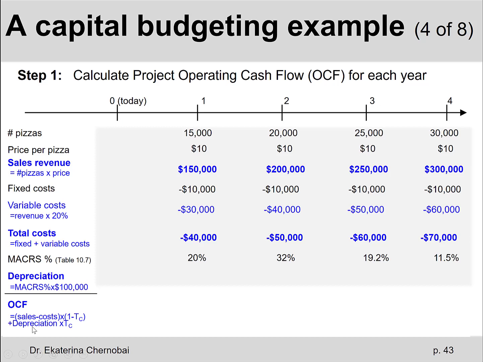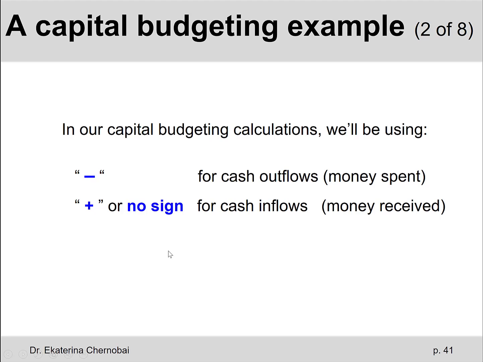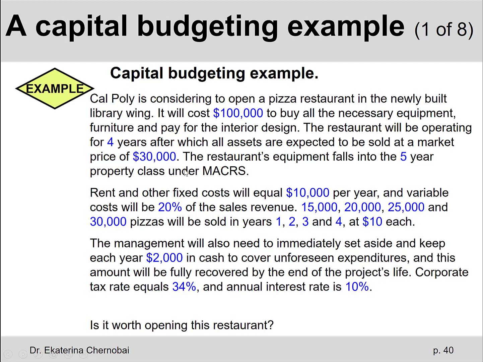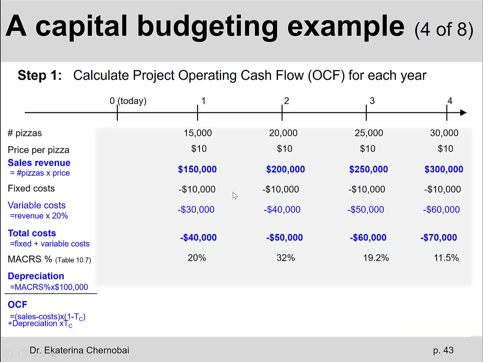What is the depreciation? Okay, so what we know is the furniture and all other equipment falls into the 5-year property class under MACRS, right? So we can look up the table that shows how much of the asset's value is lost, or what the depreciation is during each year of the product's life.